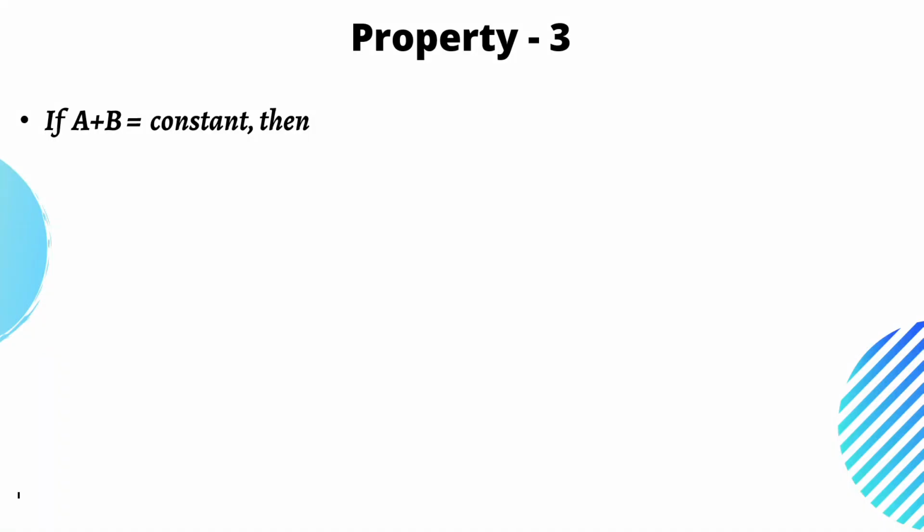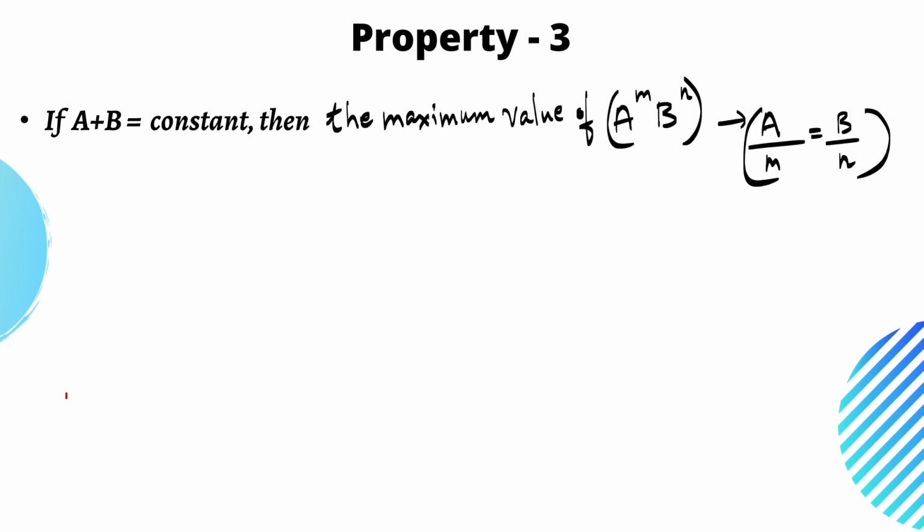So let's move on to the third property, which is: if a + b is equal to some constant, then the maximum value of a^m into b^n occurs when a/m is equal to b/n, right?